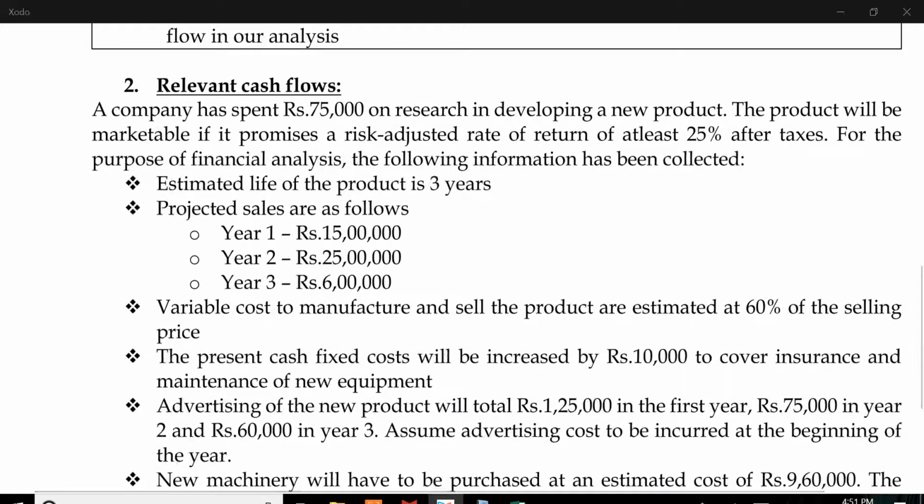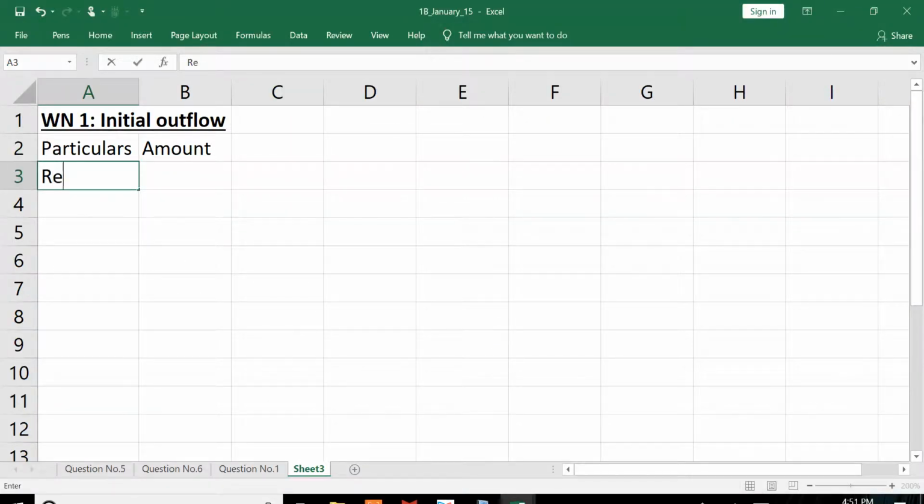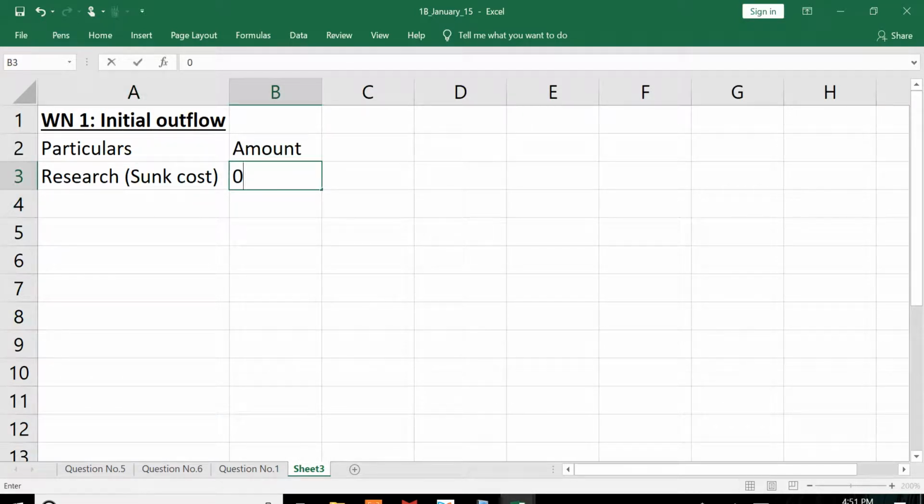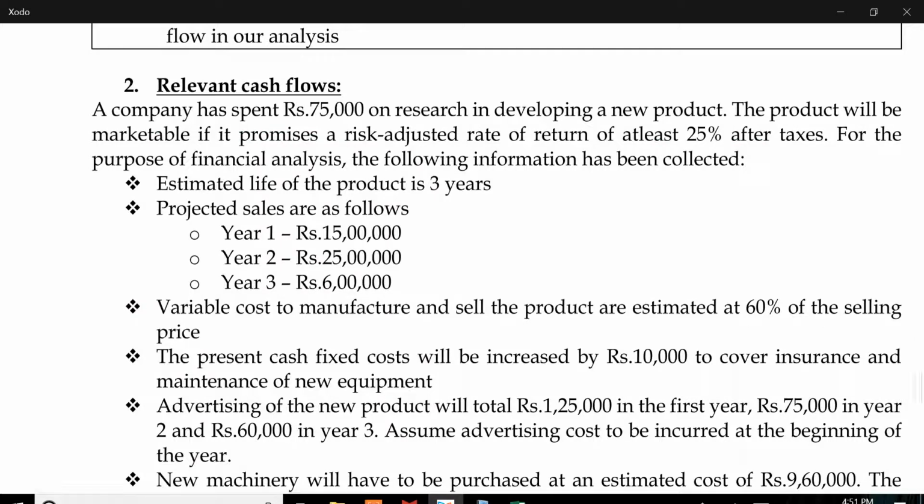First is research expense. You see and tell me what should I write. Research in bracket sunk cost. For a sunk cost, you will not consider tax benefit also. That is also sunk. The tax benefit is something which they would have already taken. Research sunk cost 0.